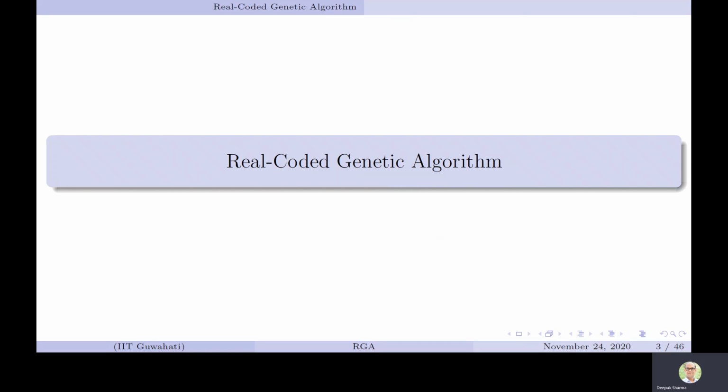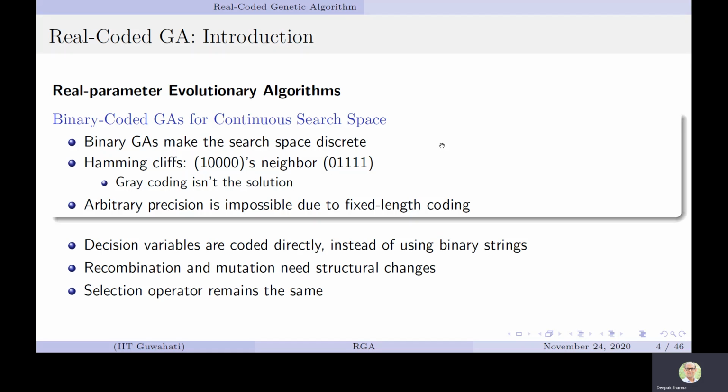As far as we understand, we use binary coded GA for solving the real parameter optimization problem. In this one, we will be focusing our discussion on real coded GA, RGA. So the first question is, we have used binary coded GA in our previous chapter. So what could be the limitations with the binary coded GA?